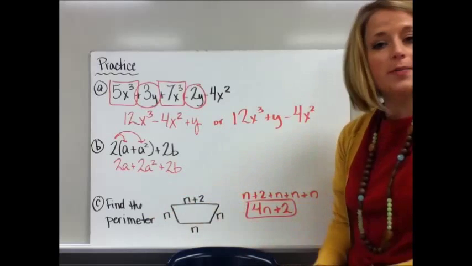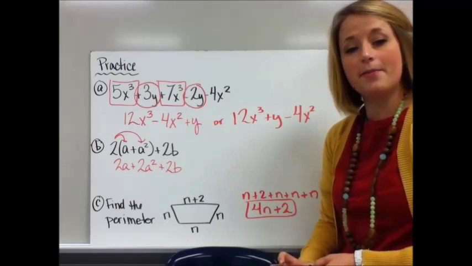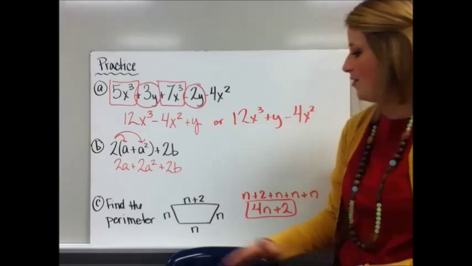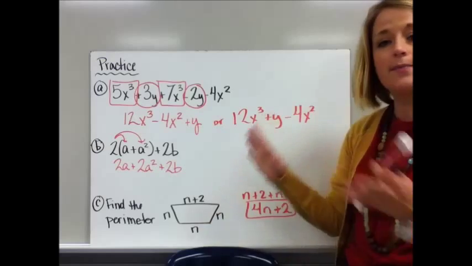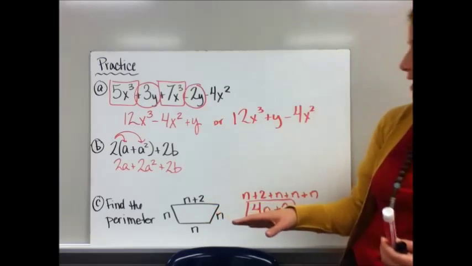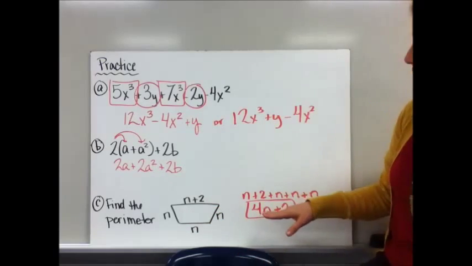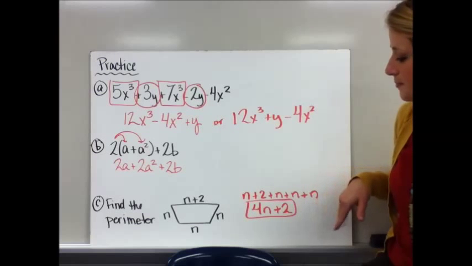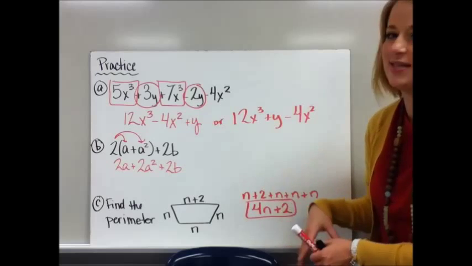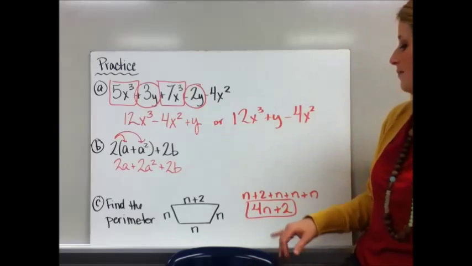Part C, to find the perimeter. We know from elementary school, to find perimeter, you add all the sides together. This looks a little different from most perimeter problems that you're used to. The same principle applies. We're going to add all the sides. You can see here where I listed all the sides, n plus 2, plus n, plus n, plus n. And I counted my n's, to double check, because sometimes you can make an error with that.